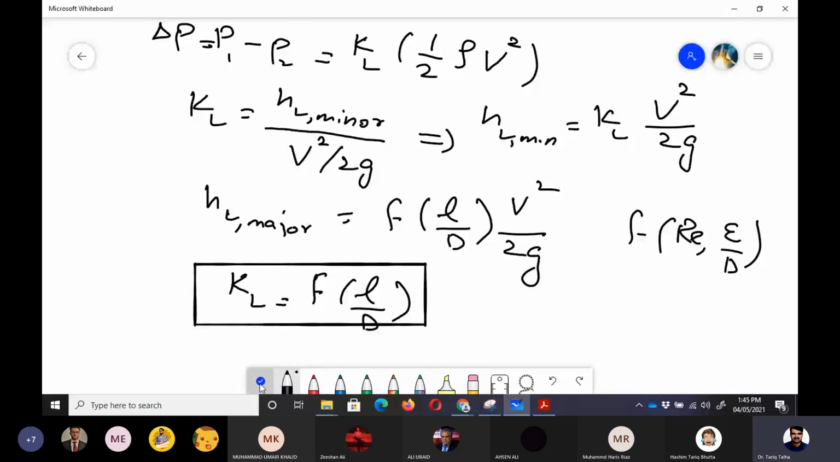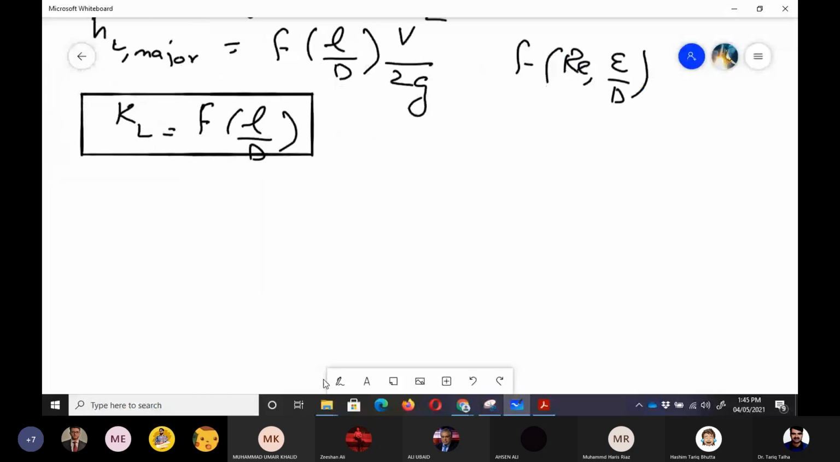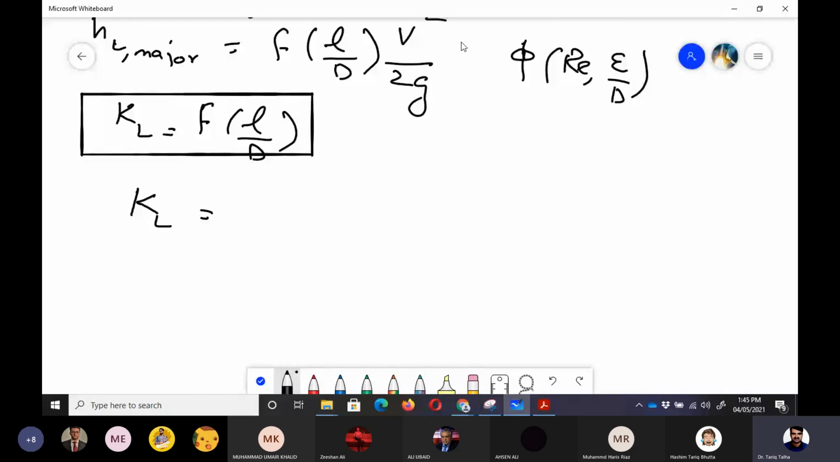KL is a function of... we should use not this. So I am going to use 5 for the function here, just so that F is a function of Reynolds number and relative roughness. Similarly, KL is a function of Reynolds number because there is velocity, and then the geometry of the component.